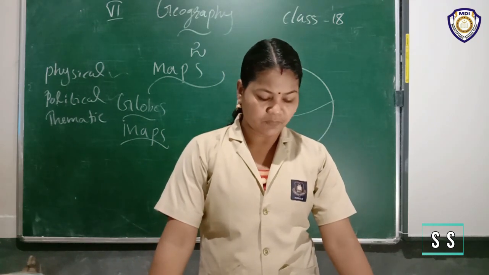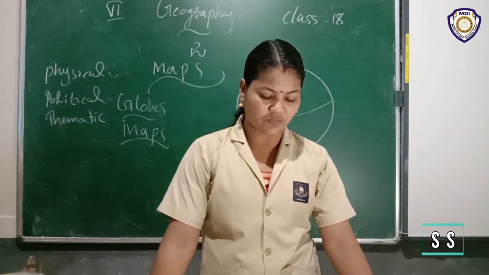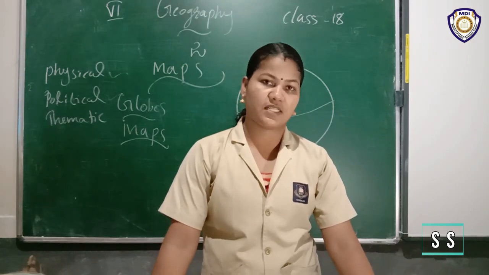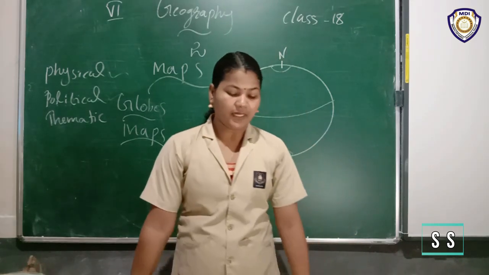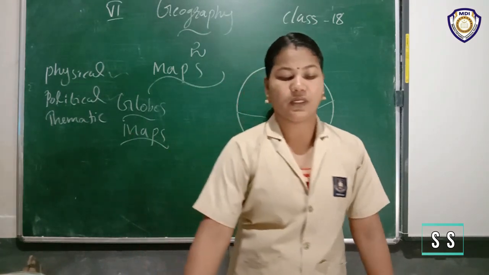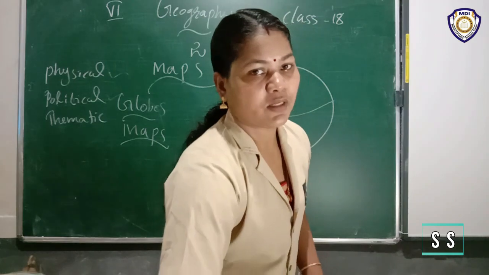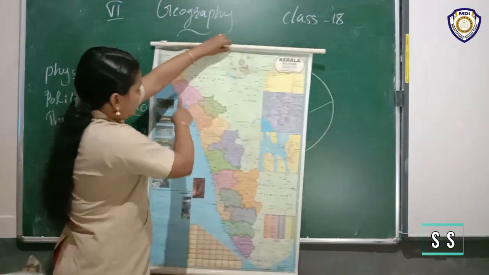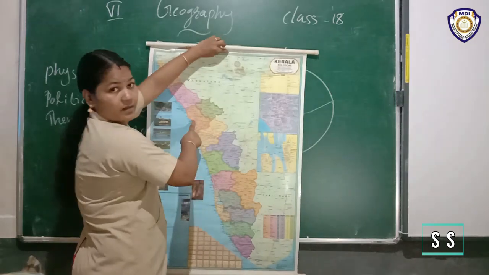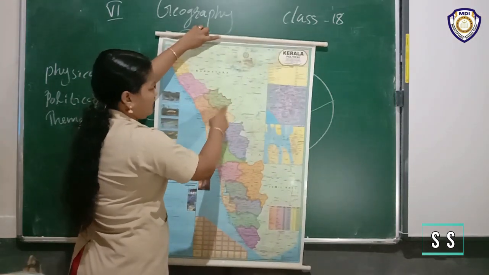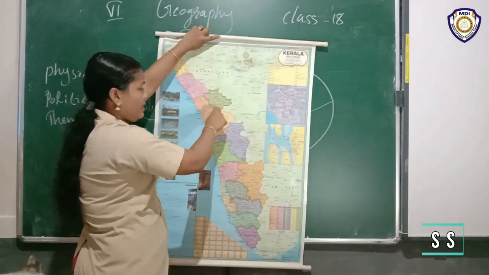Political maps show the boundaries of countries and of the states within the countries. They also show the location of cities and towns. Political maps show the boundaries of countries. Okay, listen. These are the boundaries. We know that here are state boundaries. We can identify each district boundary.